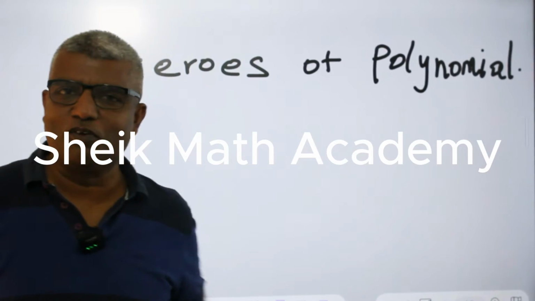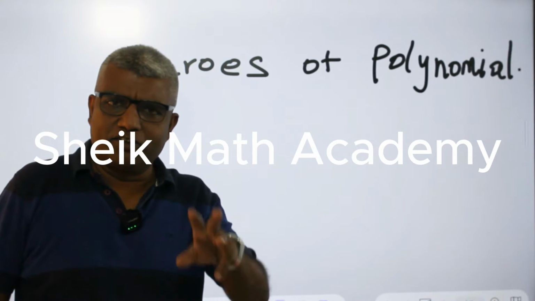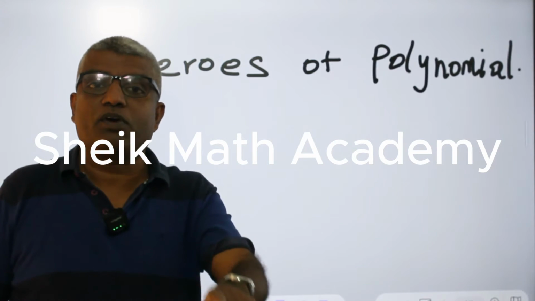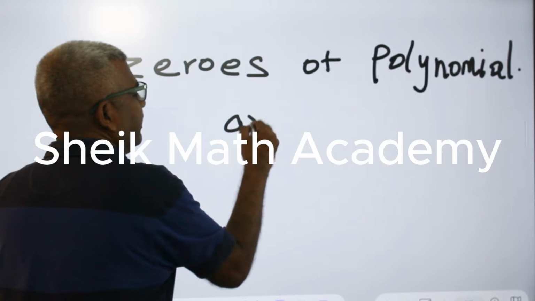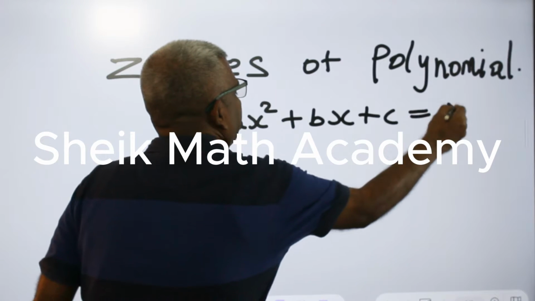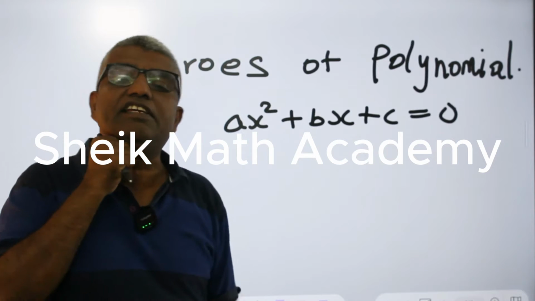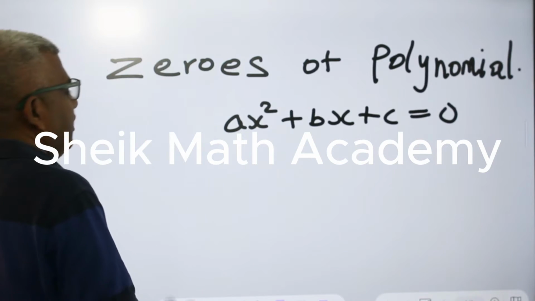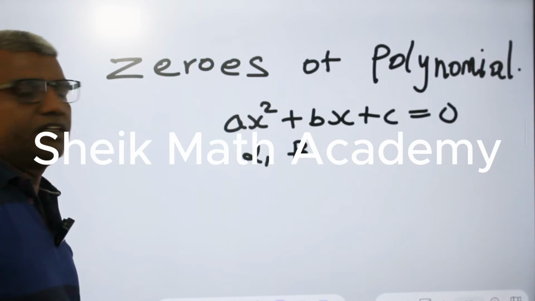In this lesson we are going to see zeros of polynomial of quadratic equation, cubic equation and biquadratic equation. Okay, quadratic equation most of them know: ax squared plus bx plus c is equal to 0. a is the coefficient of x squared, b is the coefficient of x, c is the constant. Alpha, beta are zeros of the polynomial.